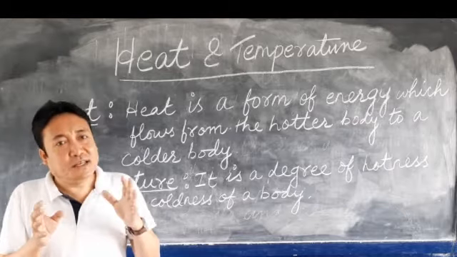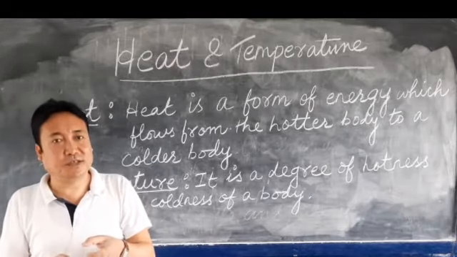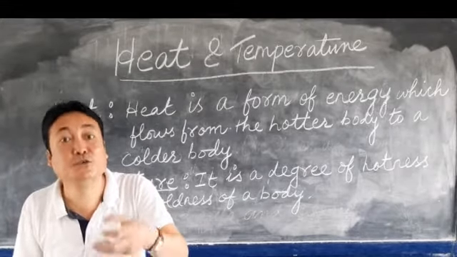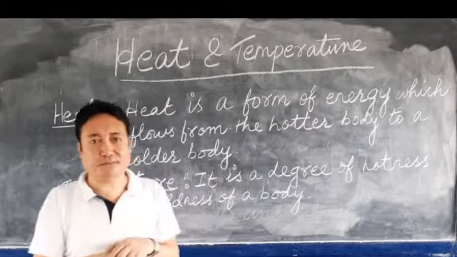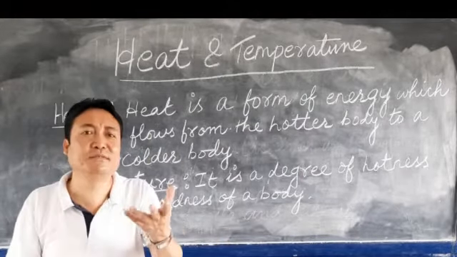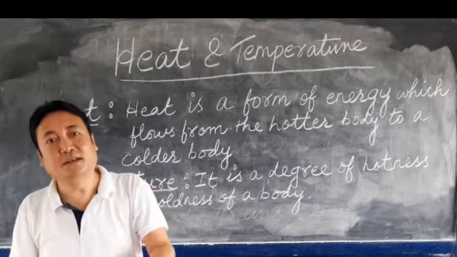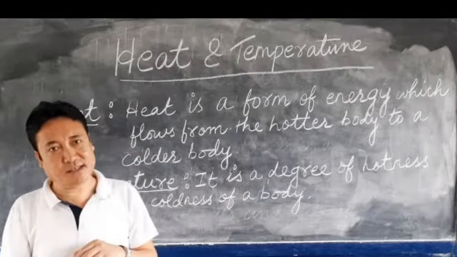So in this case, we can find that when heat is produced, some form of energy is utilized. Again, another example I will give you. When you burn a candle, it gives heat as well as light. Here, the chemical energy stored in the candle is converted into heat and light energy.